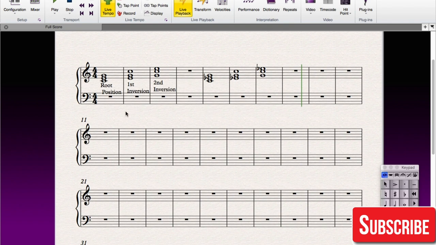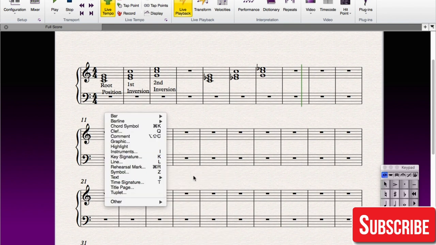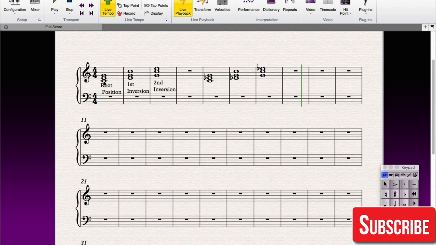Now, with these triads, what I want to do is to write the figured bass of each of these. So let's start with the root position. What we're going to do is count the interval distance between the root and the third above it, write it down, and then do the same thing.